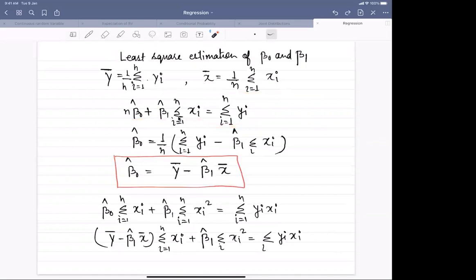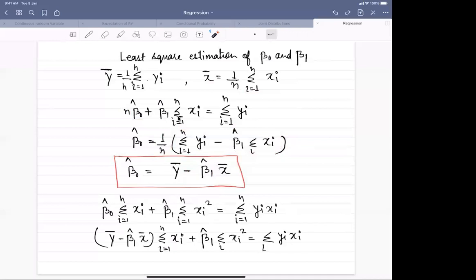So beta naught cap will become 1 by n. So this term will go on the other hand side, so this n will come in the denominator. So 1 by n summation over i = 1 to n yi minus beta 1 cap summation over i = 1 to n xi. Using those definitions we just discussed, 1 by n summation over i = 1 to n yi is nothing but y bar, and summation over i = 1 to n xi divided by n is x bar. So beta naught cap will be y bar minus beta 1 cap x bar.